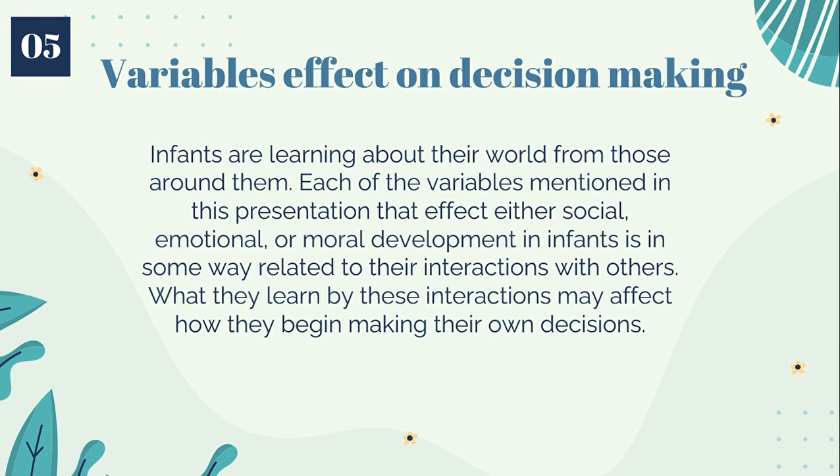Now that we have discussed how those variables can affect social, emotional, and moral development, I will now discuss how those variables can affect an infant's decision making. Infants are learning from the people around them in their world, and each of these variables in some way is related to the interactions an infant is having with others. What they learn through these interactions will affect how they begin to make their own decisions.